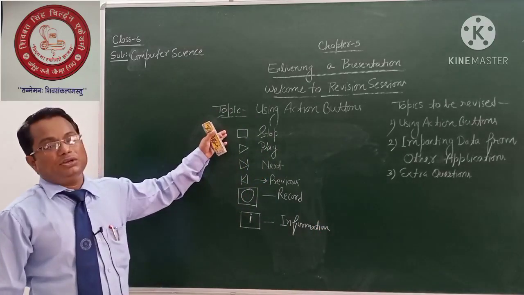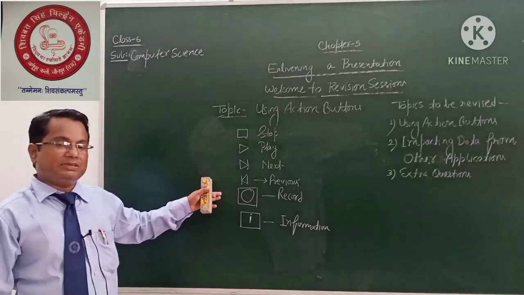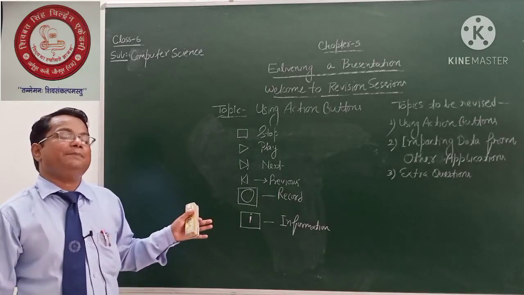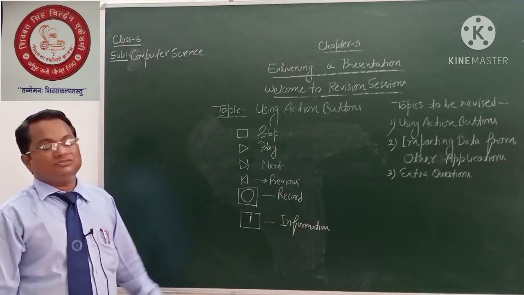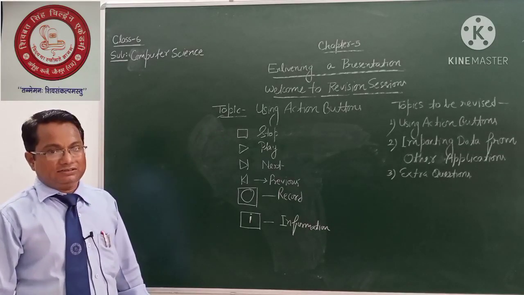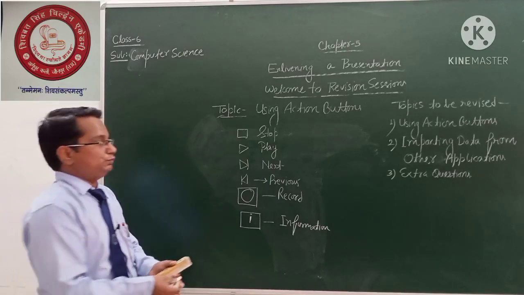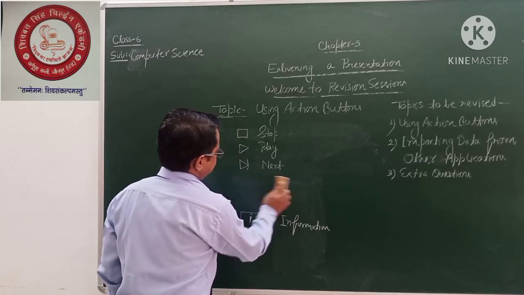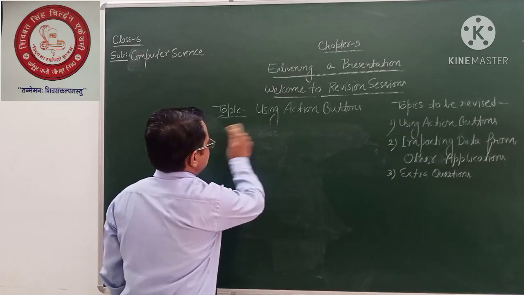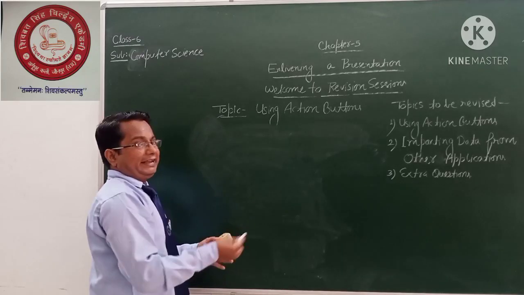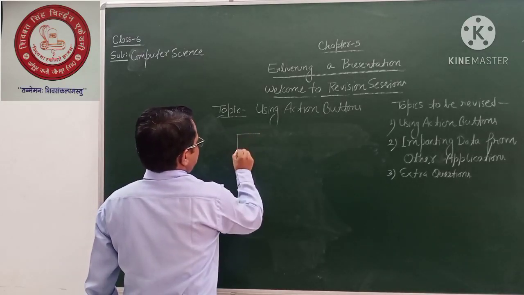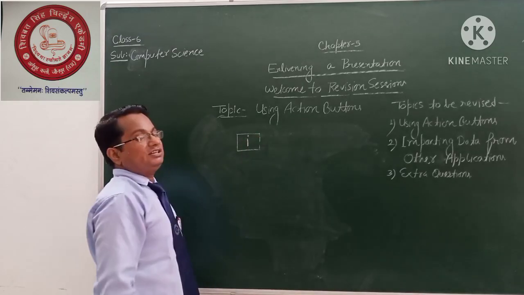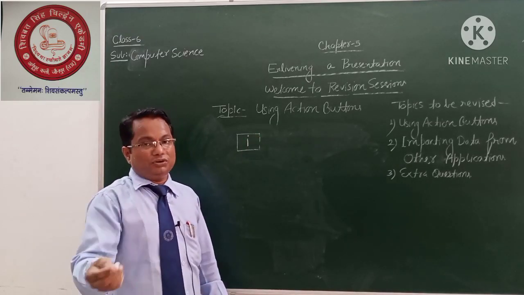Right? So these are the action buttons which are available inside the presentation. Now once you click on the shape button, you will get these kinds of action buttons. How are we going to use them? Let me show you. Suppose I have taken the next button, or you can take any other button also. In this video I am just going to take this button. This is the information button. What to do here?